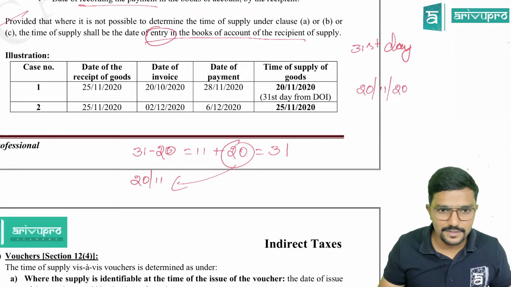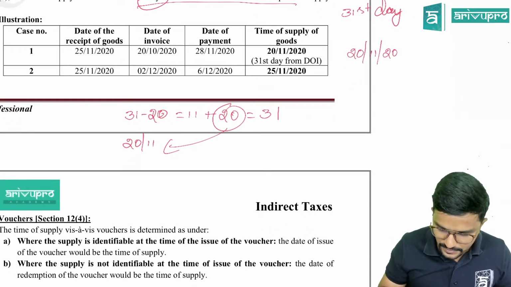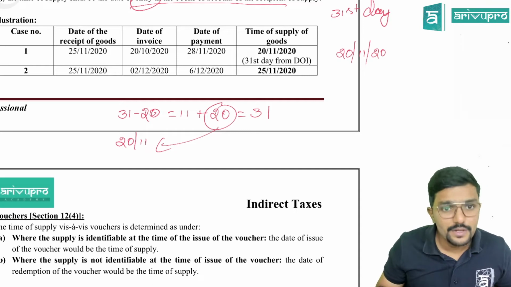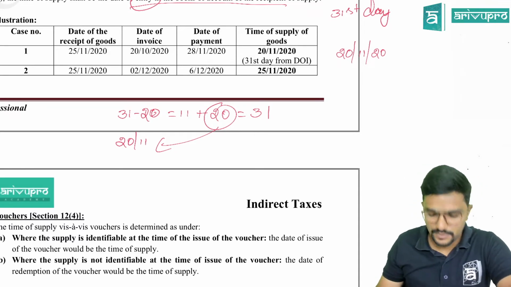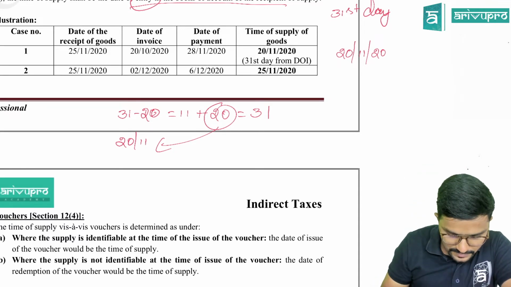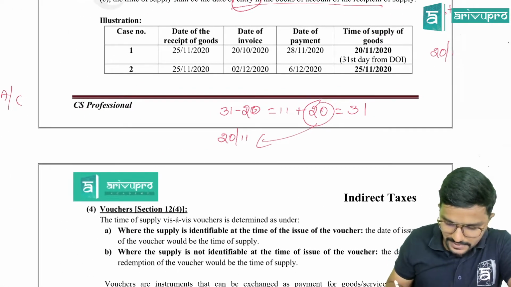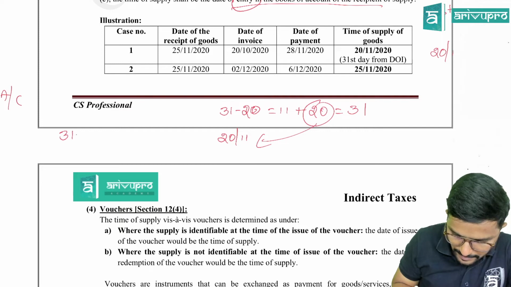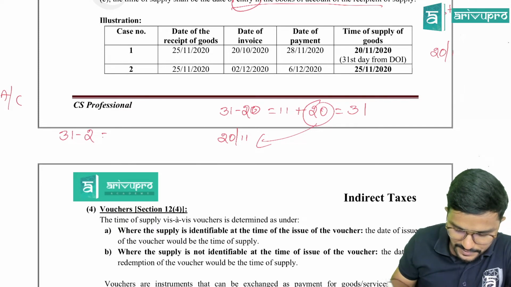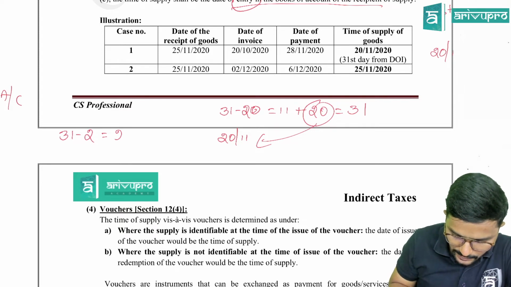Let me first calculate the 31st day. Here again, the invoice is issued on 2nd December. How many days in December? 31 days. Minus 2, including the invoice date. So how many days? 29.